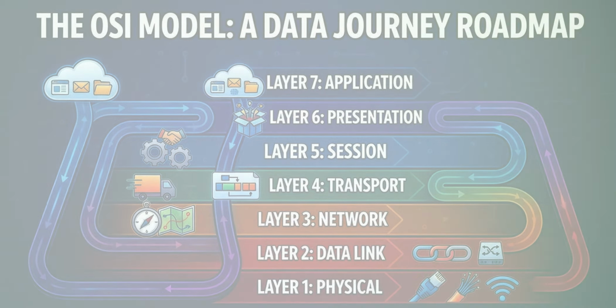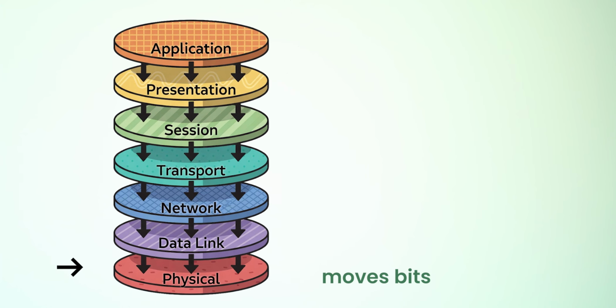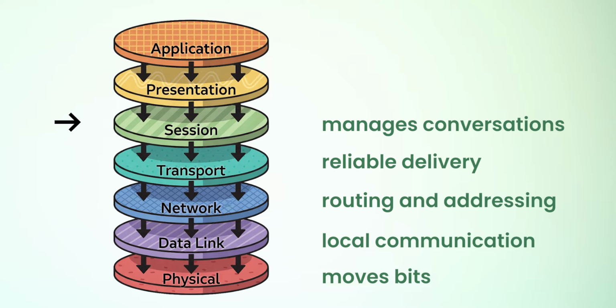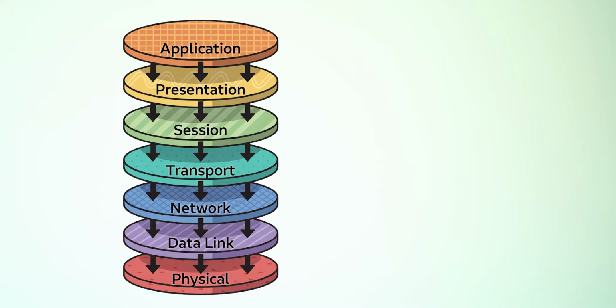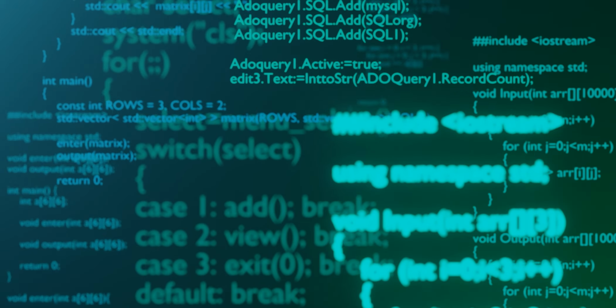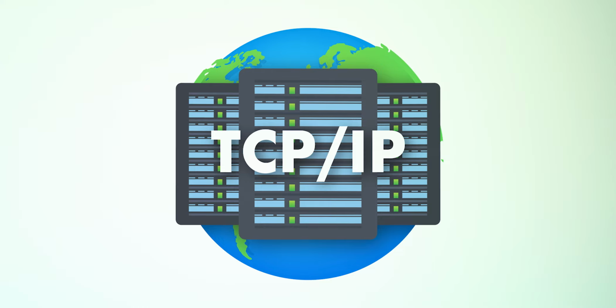The OSI model is a roadmap of how data moves, broken into 7 easy-to-understand steps. Physical, moves bits. Data link, local communication. Network, routing and addressing. Transport, reliable delivery. Session, manages conversations. Presentation, formatting. Application, what users see. Once you understand these layers, networking stops feeling like magic and starts feeling logical. The real internet mostly follows a simpler model called TCP/IP, but the OSI model helps us understand it.